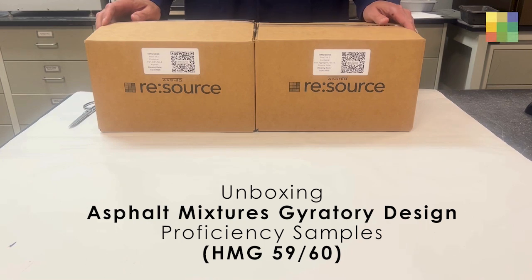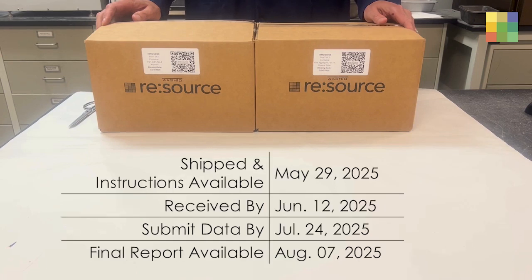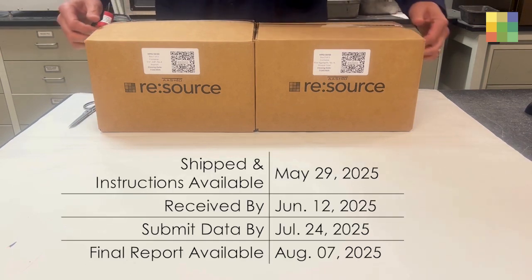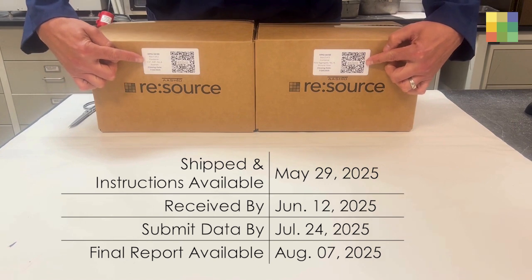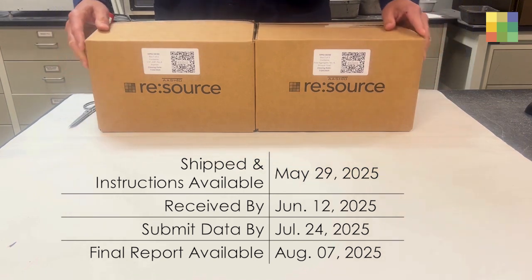Asphalt mixtures Gyratory design samples 59 and 60 have been packaged and are being shipped to your laboratory. The official shipping date for these samples is May 29, 2025. However, your laboratory may receive the samples before that date. On May 29th, the sample instructions and online datasheet will be released to the participants.